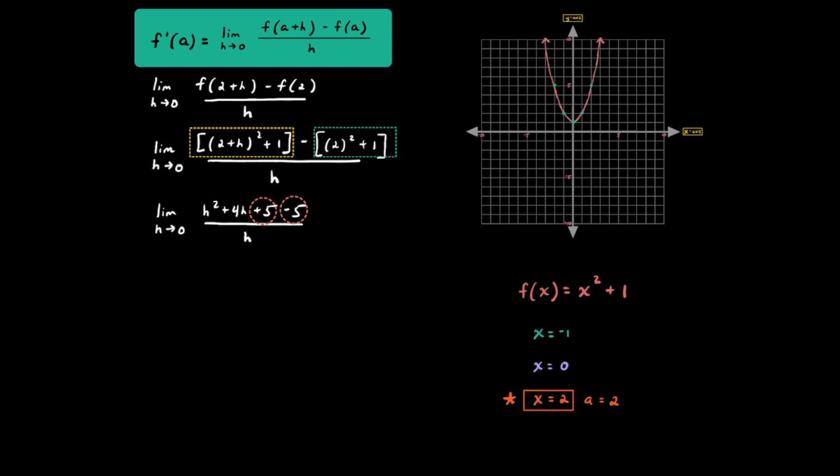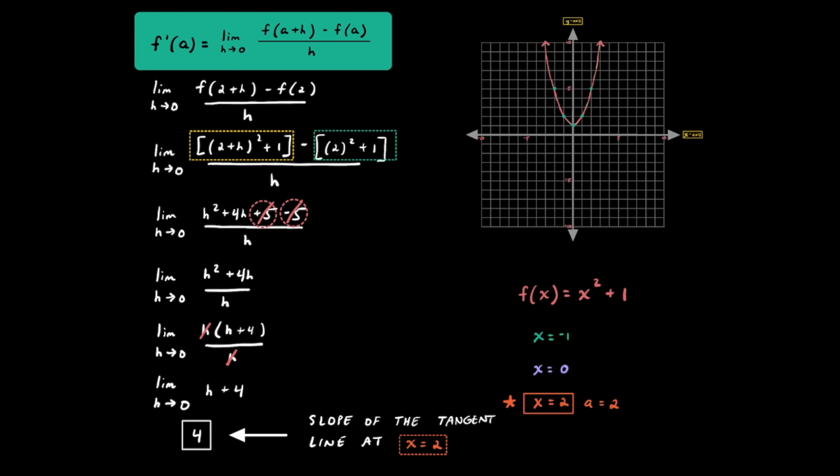Looking to simplify more, this positive 5 and negative 5 will cancel out. This leaves us with h squared plus 4h over h. Factoring out h, we have h times the quantity of h plus 4 over h, and these two h's are going to cancel out. After simplifying the h's, we have the limit as h approaches 0 of h plus 4. Since h is going to 0, our answer here is just going to be 4. This 4 represents the slope of the tangent line at x equals 2.